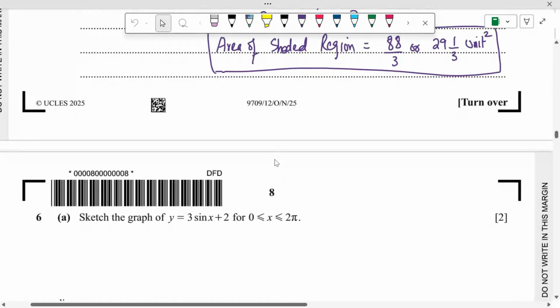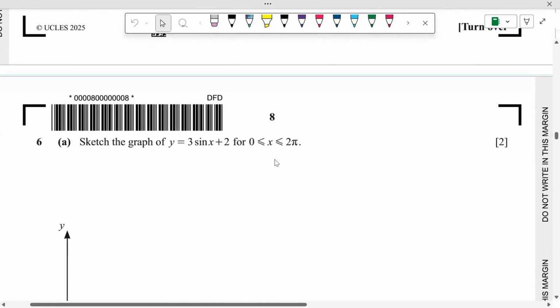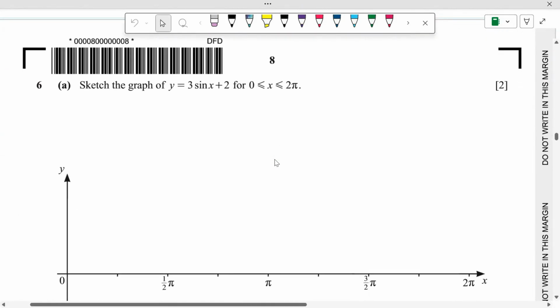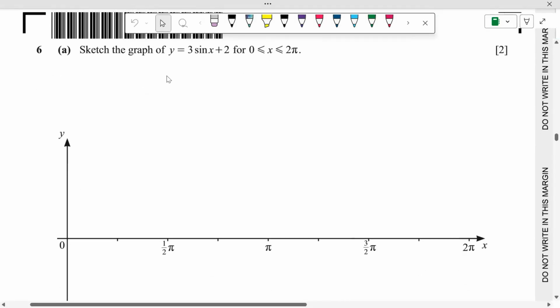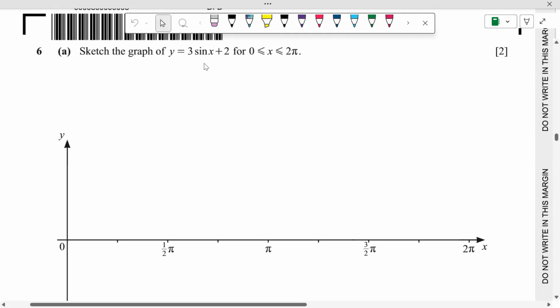Let's move to question number 6. Sketch the graph of y equals 3 sine x plus 2 for x greater than or equal to 0 and less than or equal to 2 pi. First, we find the value of y when x is equal to 0.